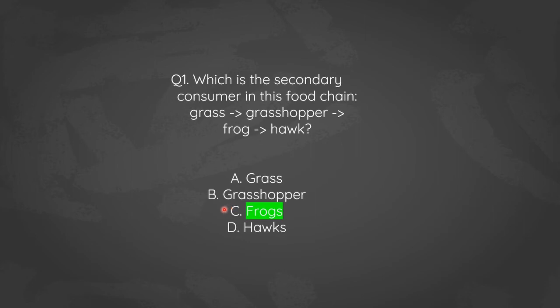Remember, the grass, which is a green plant, is always going to be the primary producer, or the producer, in the food chain. The grasshopper is the primary consumer. So remember, the primary consumer consumes the primary producer. And then the secondary consumer is what will consume the primary consumer. The tertiary consumer is what will consume the secondary consumer.